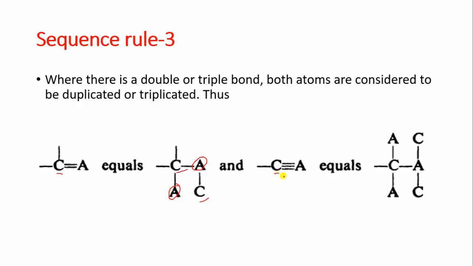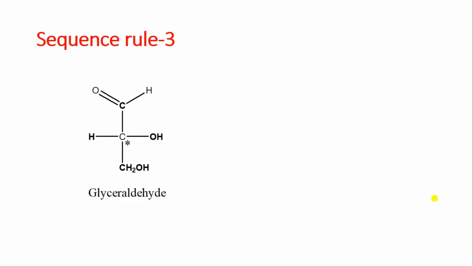This carbon is attached with 3 times A atom, so carbon is attached with A first, second and third. And A is attached with 3 times carbon. So A has carbon 1, 2 and 3. If there is a double bond, you have to duplicate the bonds. If it is a triple bond, you have to triplicate the bonds. You can understand by taking an example.